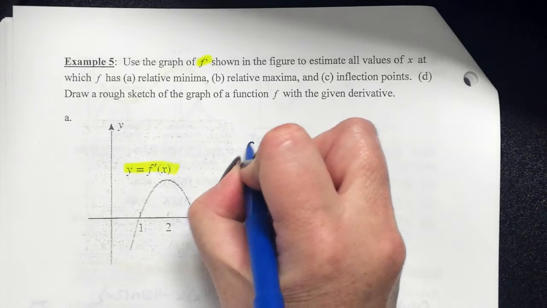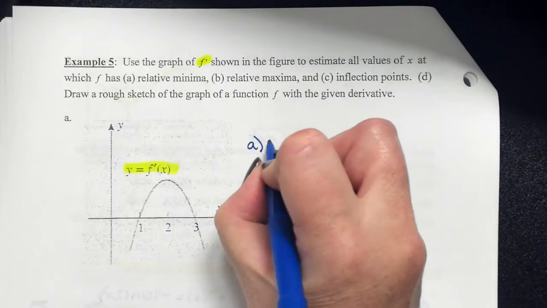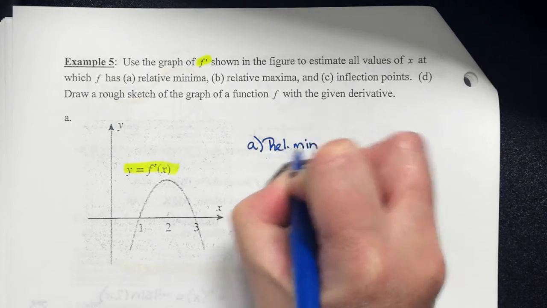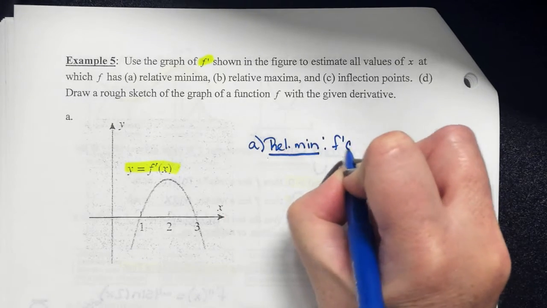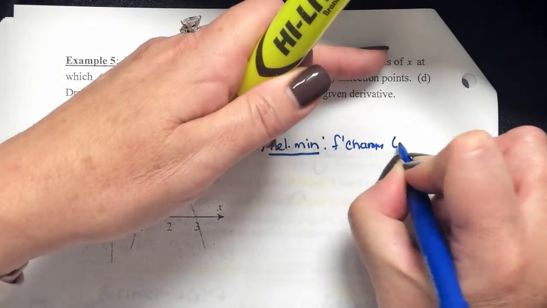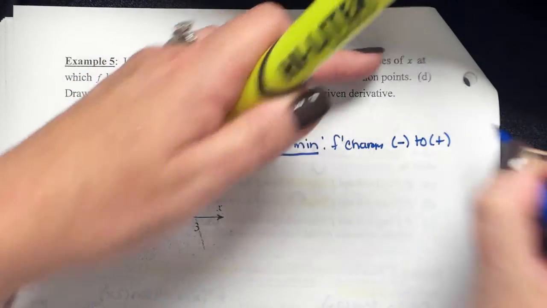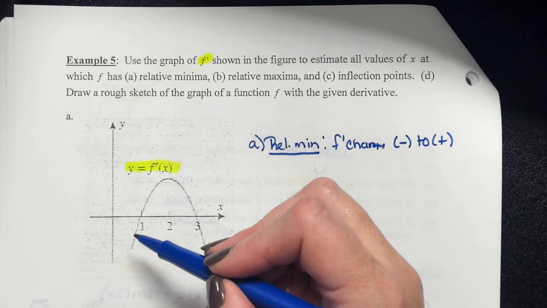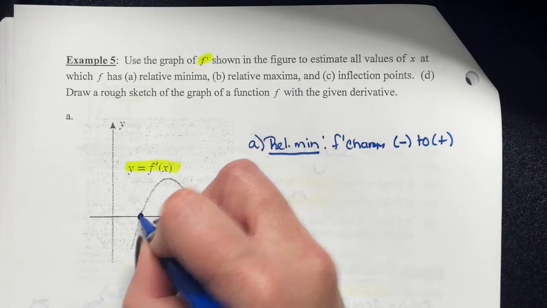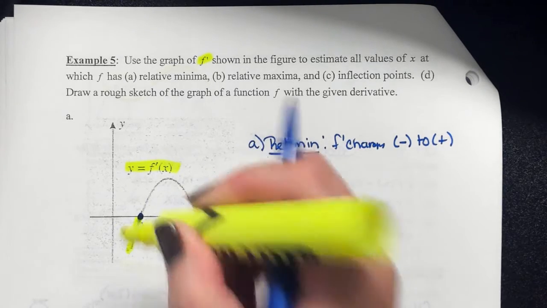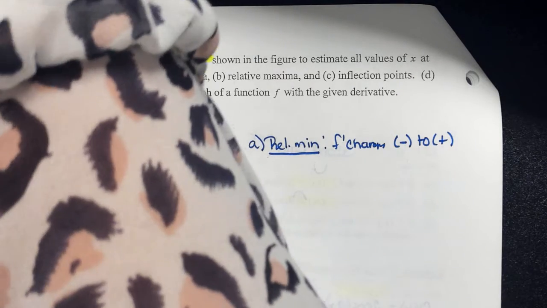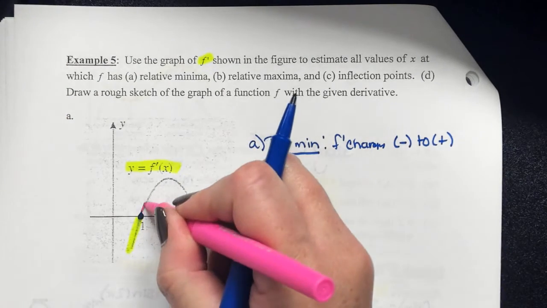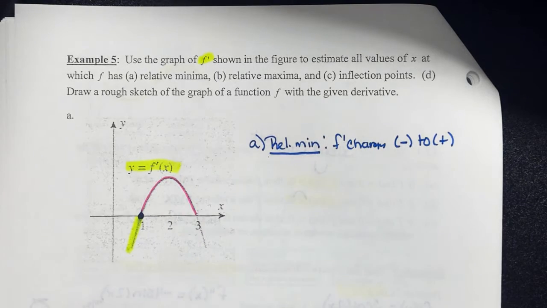Well, first of all, let's figure out relative minima. Again, relative minimum occurs when what? F prime changes from a what? Negative to a positive. Remember, you read the graph of f prime just like you read a book. Where is f prime changing from a negative to a positive? So again, right here, notice f prime is negative when it's below the x-axis. And then notice it's changing to a positive. So this is your relative minimum.